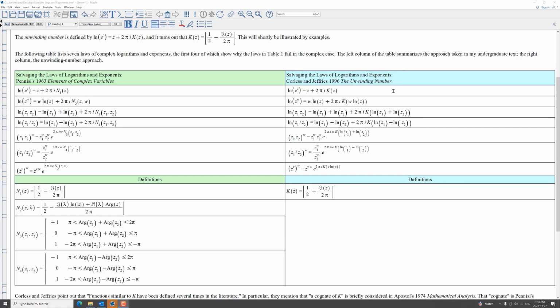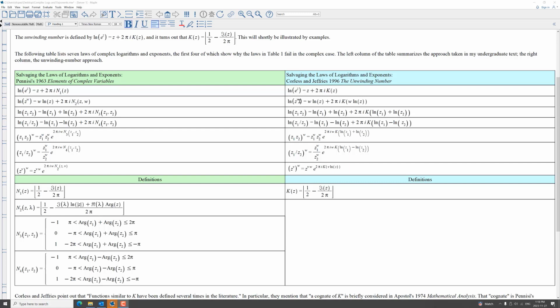So what do these laws look like if you use this unwinding number? Well, here are the first four that parallel what you learned in an elementary course. Log of e to the z is z plus an adjustment. The adjustment is the unwinding number times 2 pi i.